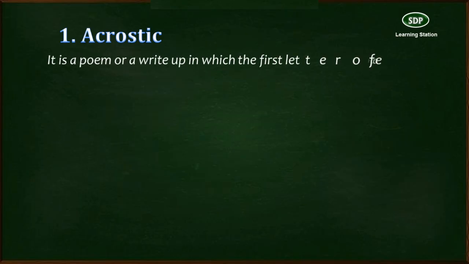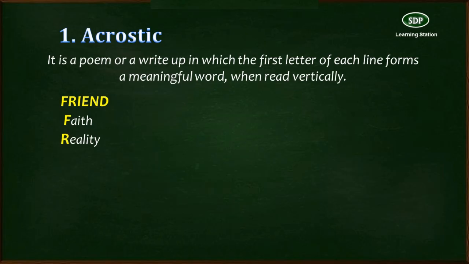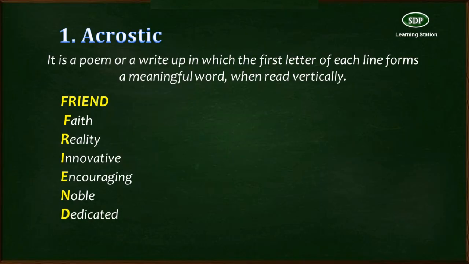Acrostic. It is a poem, or a write-up, in which the first letter of each line forms a meaningful word when read vertically. For example, friend. F for faith. R for reality. I for innovative. E for encouraging. N for noble. D for dedicated. You can observe the given word. Now, study other examples.